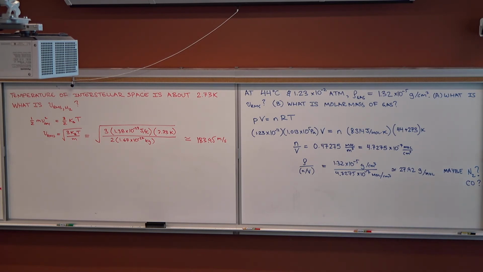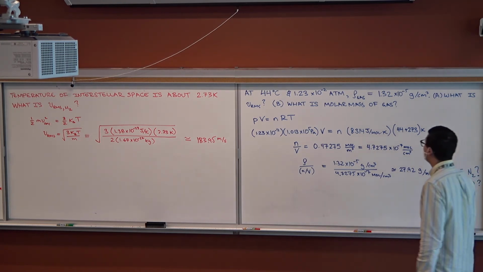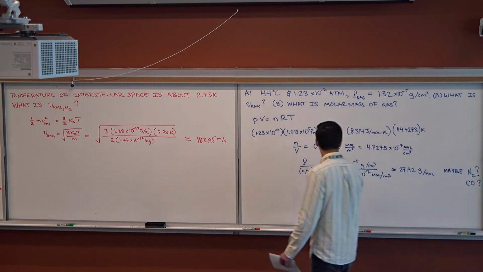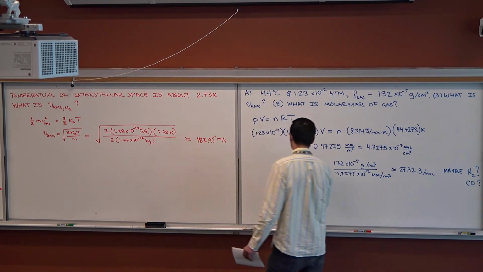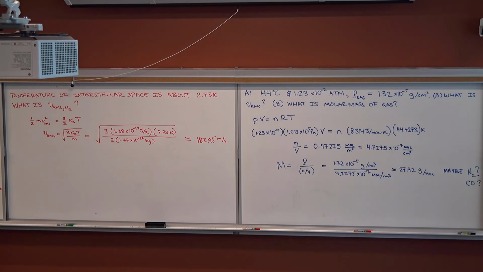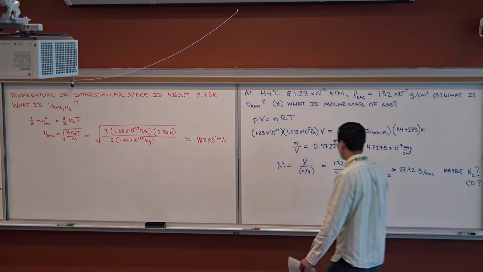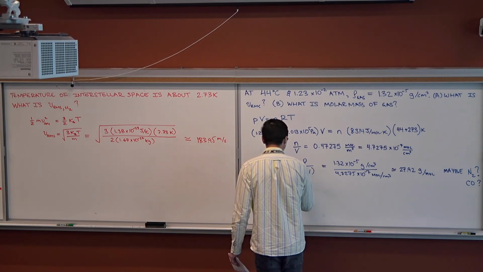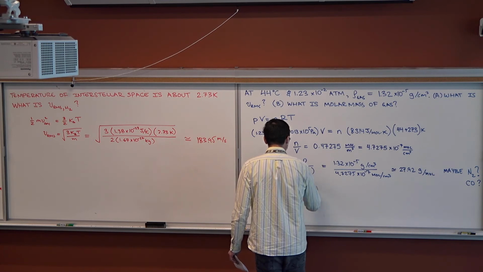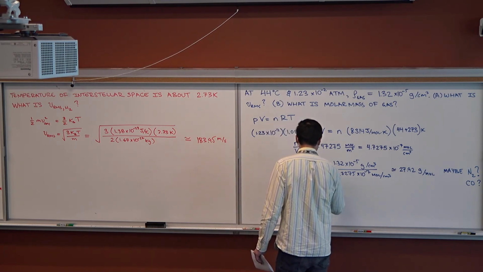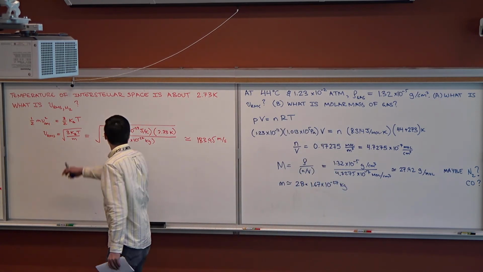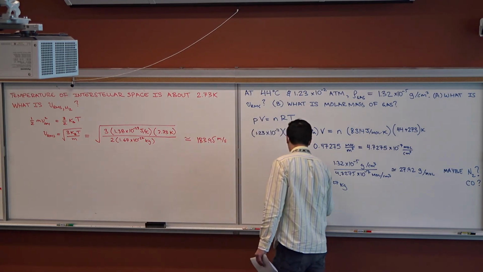So how can I tackle part A? Well, this is M, right? The molar mass. But that also means that little m is roughly going to be 28, or 27.92 times 1.67 times 10 to the minus 27 kilograms. And so we can turn to the problem that we just did to get VRMS.